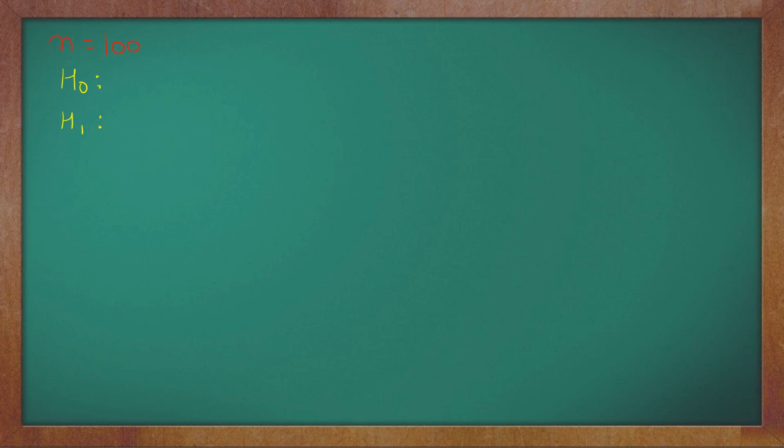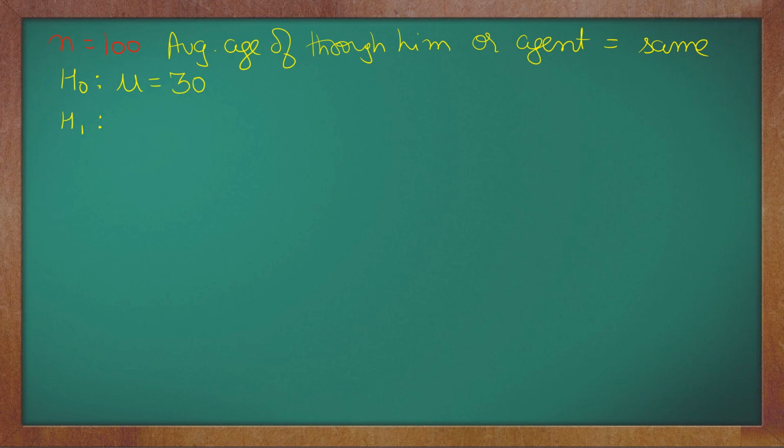So null hypothesis means there is no difference. We will assume that the average age of all people who insure the policy through him or any other agent is the same. We will consider this only. So we will assume that the average age is 30.5 years. We are not saying any difference, keep remembering. But what is the alternative? Alternative means less than, what we have in this question: mu is less than 30.5 years.